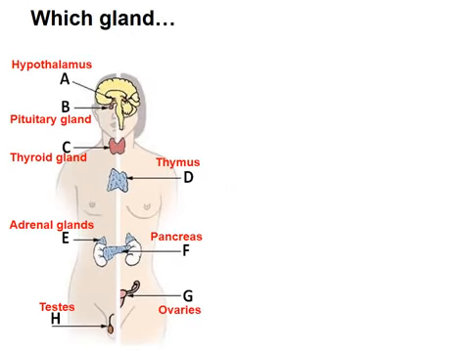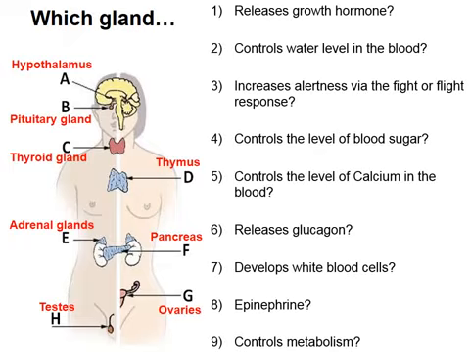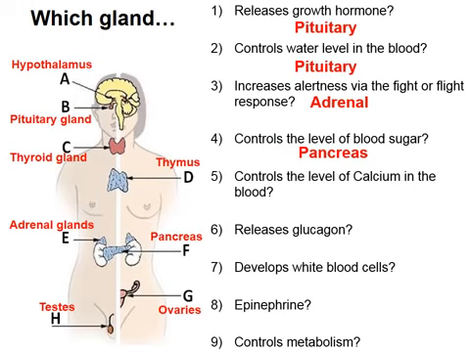Just like a moment ago, pause the video and try to answer these 9 questions right here. Let's see how much you've learned. I'm going to go over the answers in 3, 2, 1. So which gland releases growth hormone? I hope you said that's the pituitary gland. Which one controls the water level in the blood? Well, that's the pituitary gland as well. Which one increases our alertness via the fight or flight response? Well, that's the adrenal glands. Which one controls the level of sugar in our blood? Well, that would be the pancreas.